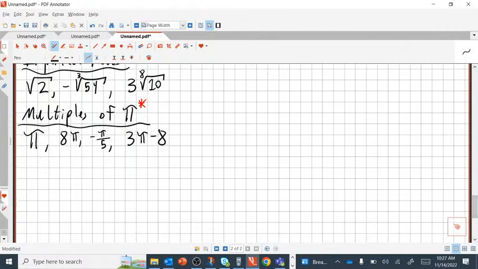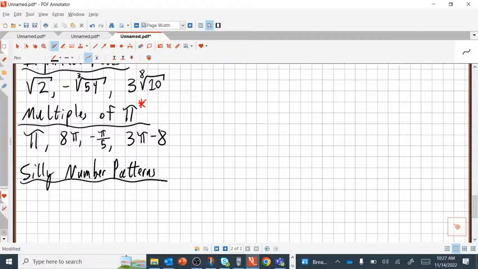Here's the last one. Silly number patterns. Silly number patterns are irrational. For instance, 1.100100010001. Oh, sorry, there was supposed to be another 0 in there. Yeah. That's irrational because it looks like it's repeating, but it's really not.